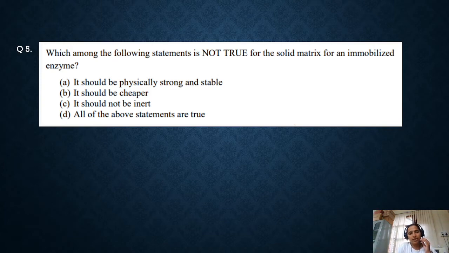My voice is clear now? Or if you feel any problem, you can ask me in between also.